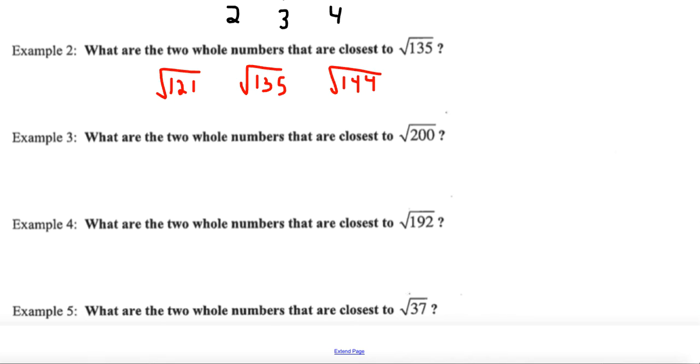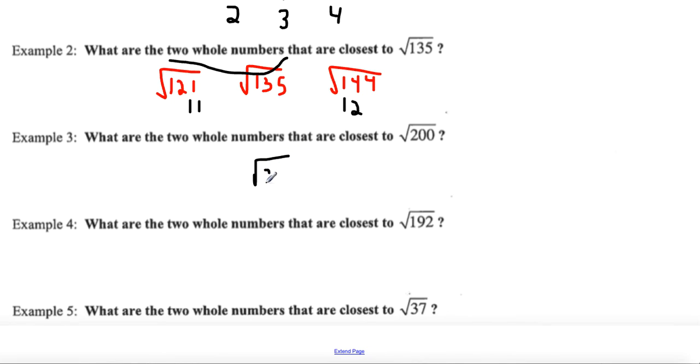And so below that, the square root of 121 is 11. Above is 12. It's 9 away from this. It's 14 away from that. So it's closest to 12, but it's between 11 and 12. Because the question is, what two whole numbers is it closest to?